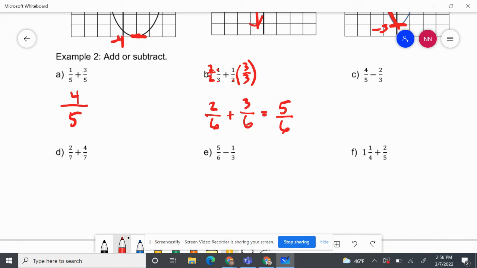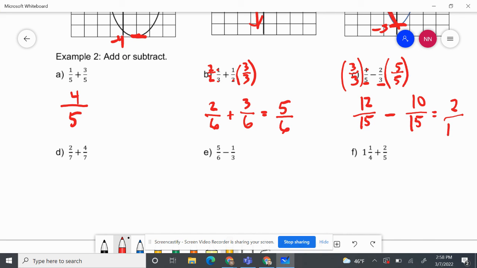Now, subtracting is the same thing. I need a common denominator. So 5 and 3 would be 15. That would be my common denominator. That means I multiply this first fraction by 3 because 5 times 3 is 15. And the second fraction, 3 times 5, would give me 15. 3 times 4 is 12. 2 times 5 is 10. 12 minus 10 would be 2.